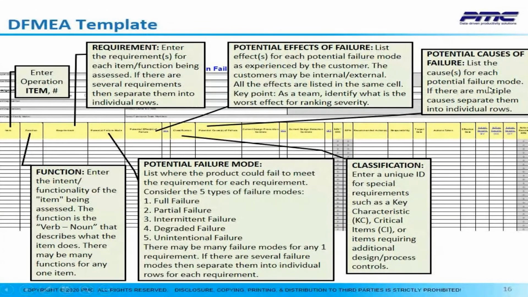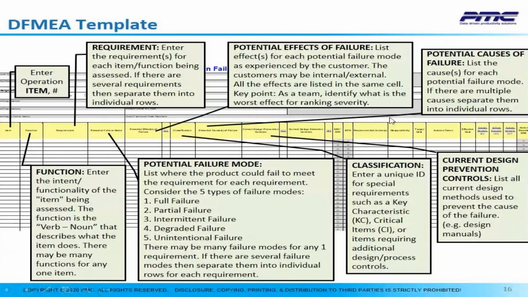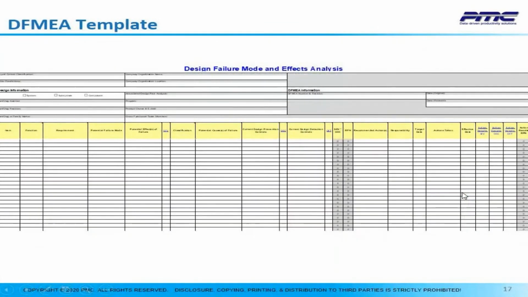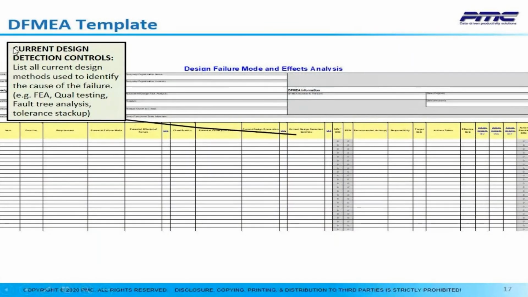So the next column, we look at the current design prevention controls, if any. If not, then you just put NA in there. Then we have the detection controls. This is where we list all current design methods used to identify the cause of the failure. In this case, some examples would be finite element analysis, qualification testing, fault tree analysis, tolerance stack up, and so on and so forth.